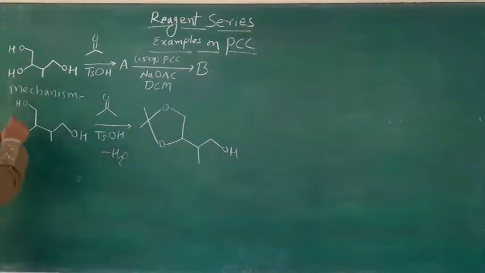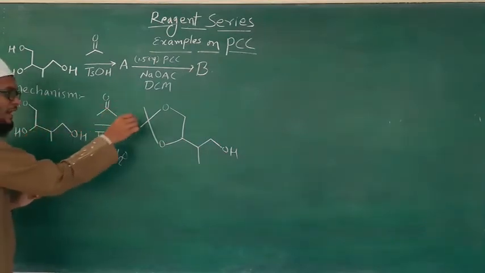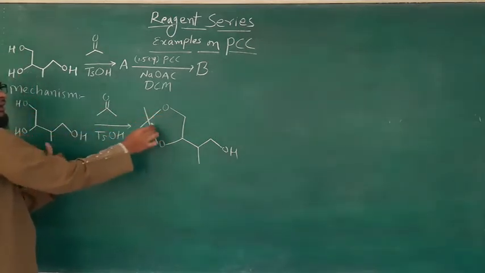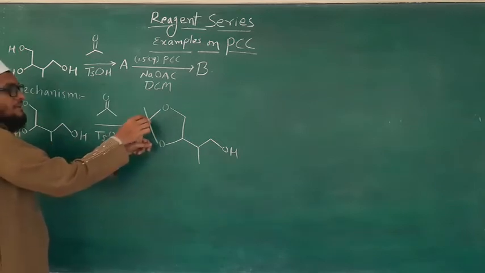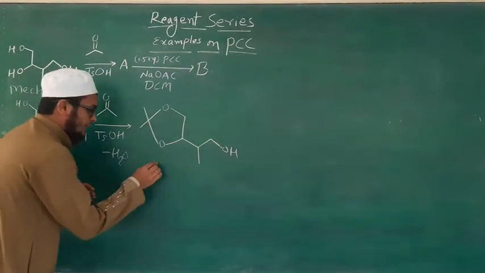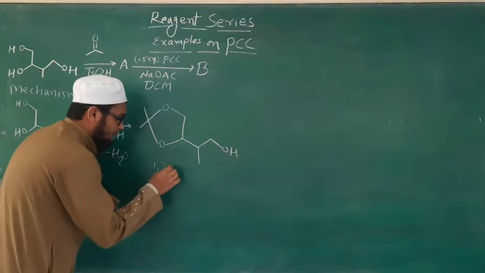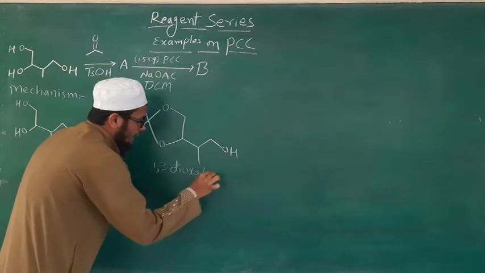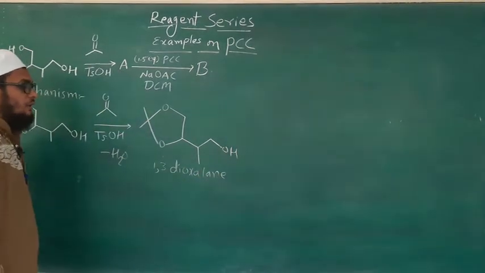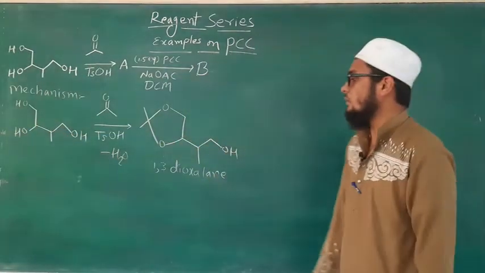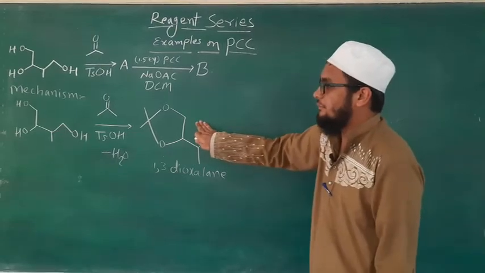Now look at this. These two hydroxy groups get protected by this acetone. This carbon gets attached with the two oxygens. This is our acetone. This acetone gets attached with two oxygens. Okay. What is the name of this compound? 1,3-dioxolane. Now, this is our A.